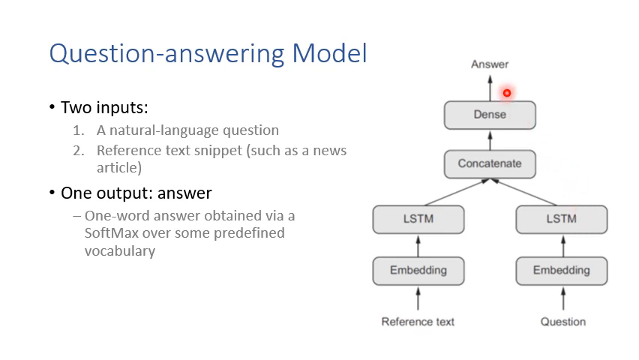The output is a one word answer. Suppose the answer is very short and only has one word. So it's a classification problem. Multi-class classification. We use the softmax over some predefined vocabulary. So our question answering model has two input branches, and then we concatenate the two feature vectors together, and then use some dense layers to do multi-class classification.